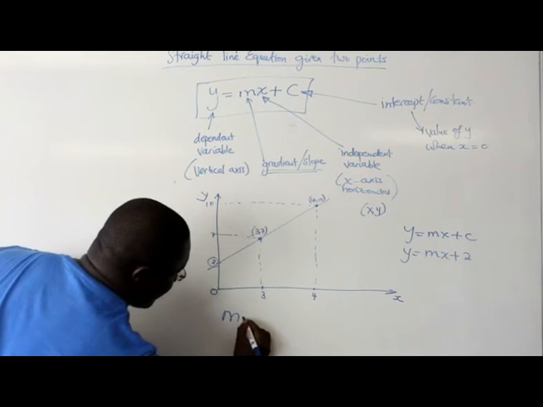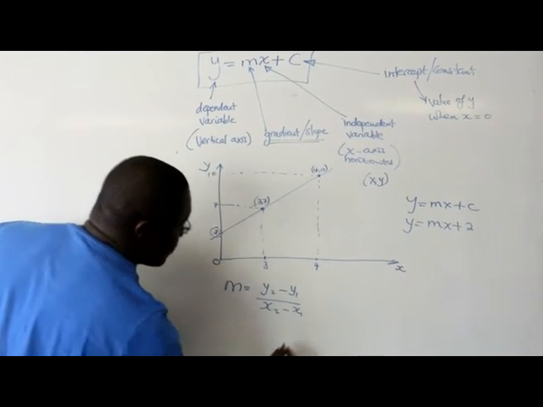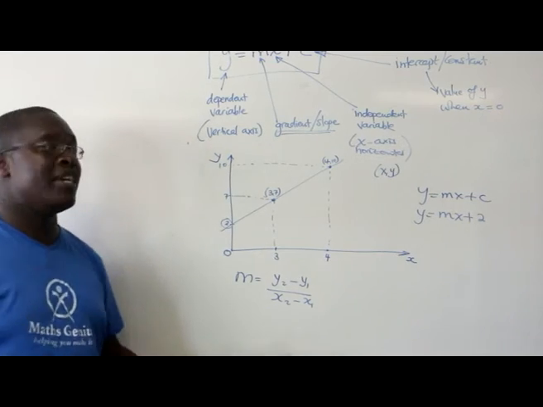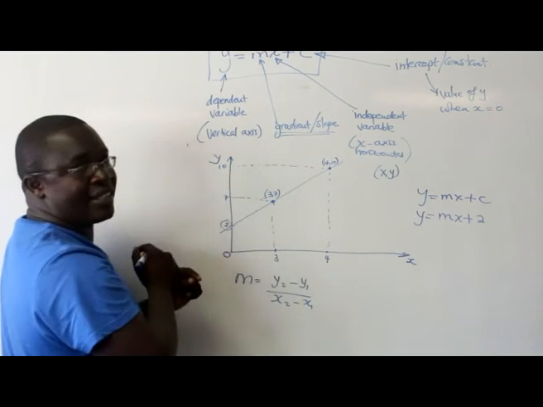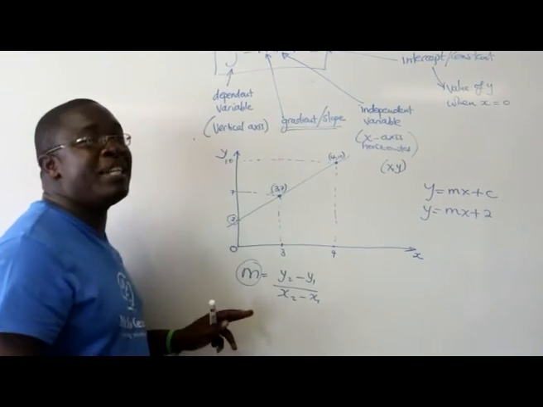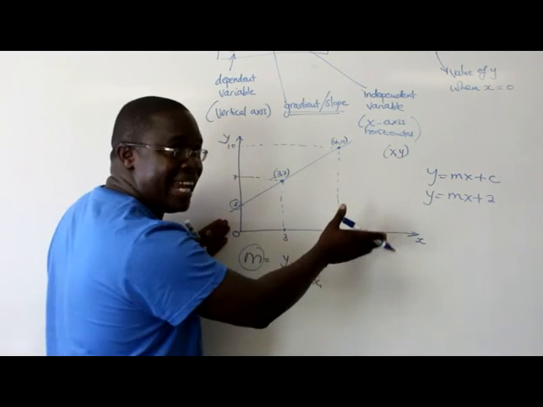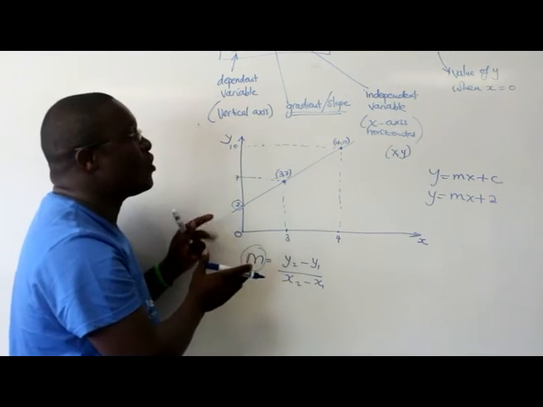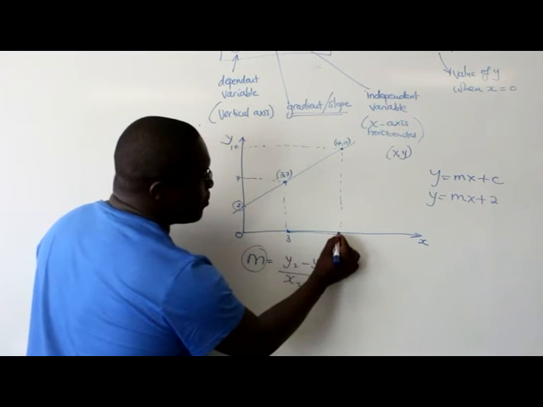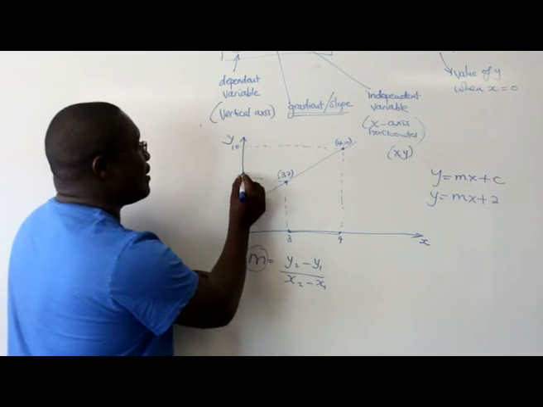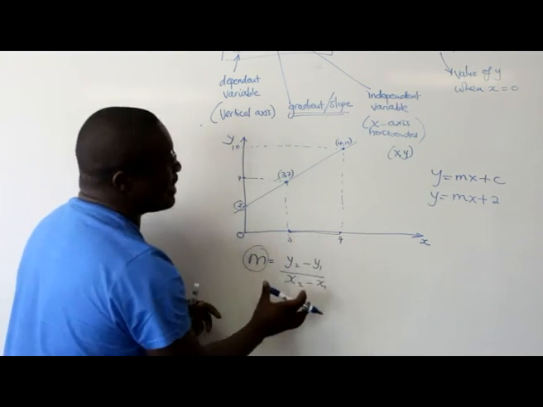So m is equal to y2 minus y1 over x2 minus x1. What we're simply doing is saying as x is increasing, y is also increasing. So the gradient is simply comparing the rate of increase of y to the rate of increase of x. So if you look, when x moved from 3 to 4, y moved from 7 to 10. So we're saying this change compared to that change, that's the gradient.